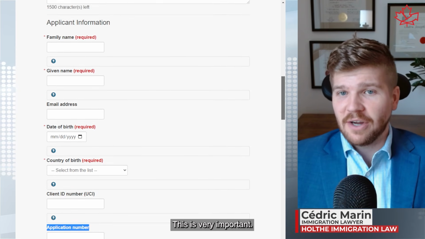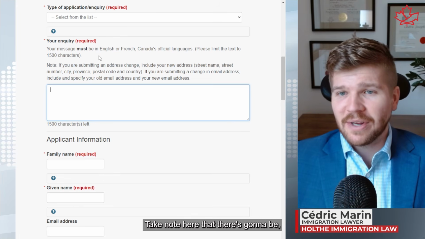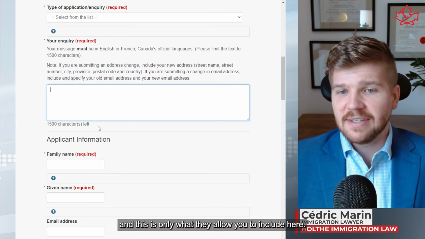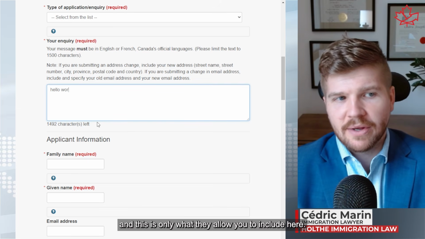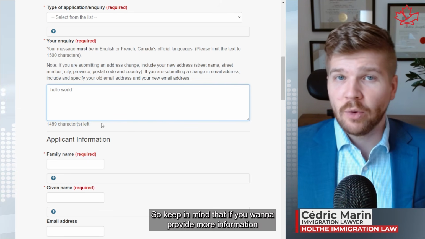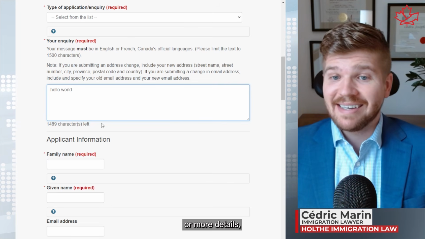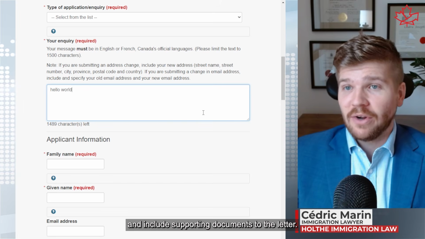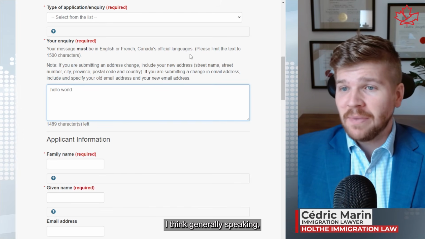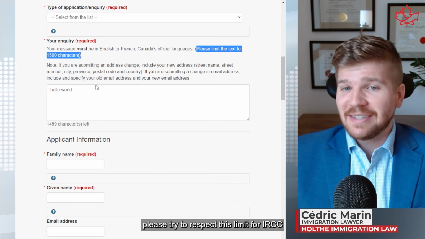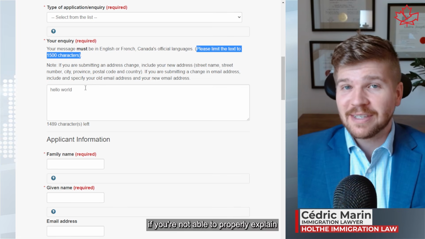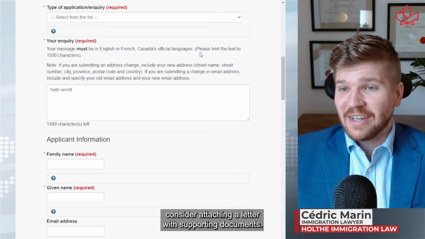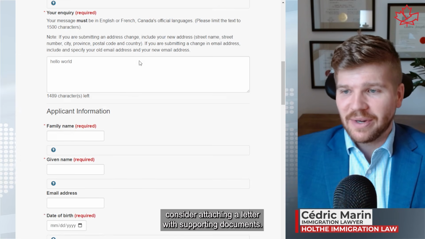This is very important. All right, here about the inquiry, take note that it asks you to please limit the text to 1,500 characters. And this is only what they allow you to include here, right? So keep in mind that if you want to provide more information or more details, you can always attach a letter to this actual web form and include supporting documents to the letter. Generally speaking, please try to respect this limit for IRCC, but if you're not able to properly explain why you're contacting them and not able to provide all the information, consider attaching a letter with supporting documents.